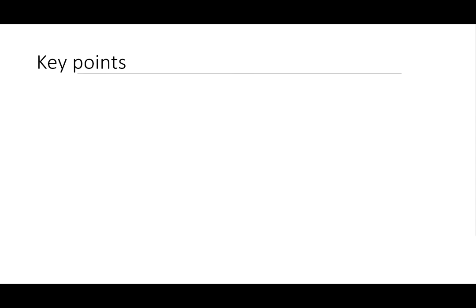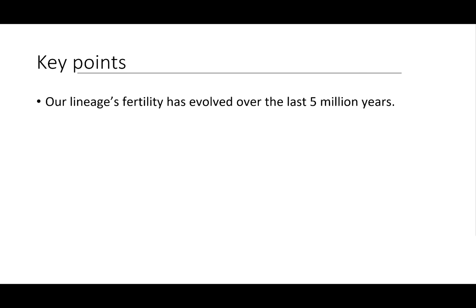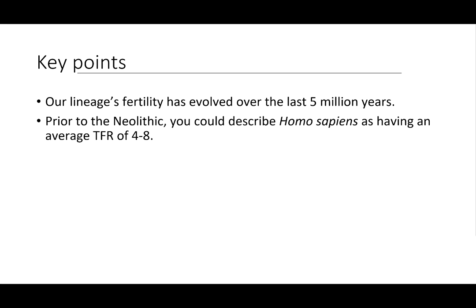So let's summarize what we have been talking about across all of these demography videos. The key points to take home. Well, one is that our lineage's fertility has evolved over the last 5 million years. So if we think about Homo sapiens and our hunter-gatherer time and compare that to populations now that are in a state of natural fertility, we could pretty much assume that prior to the Neolithic, Homo sapiens probably had an average total fertility rate of between 4 to 8, depending on the population. Quite a reasonable way to think of that.